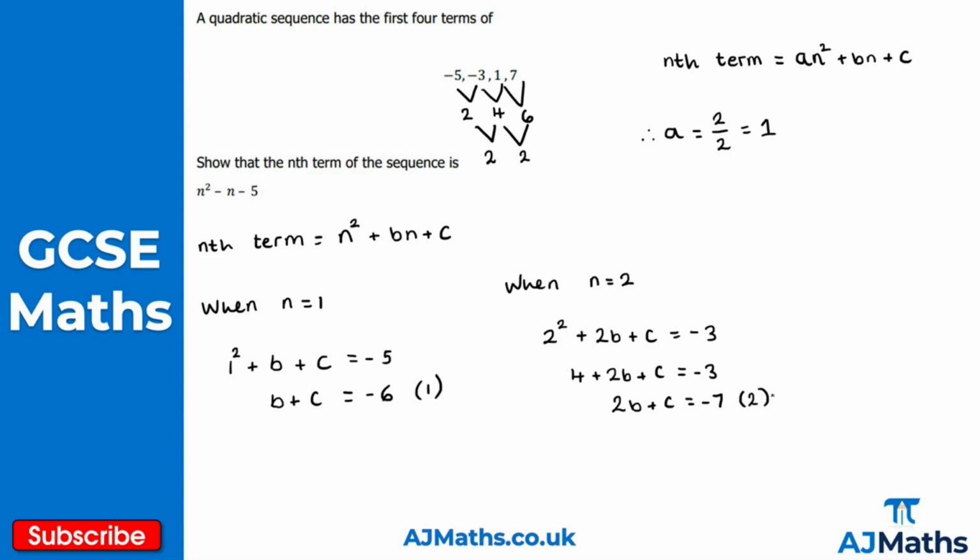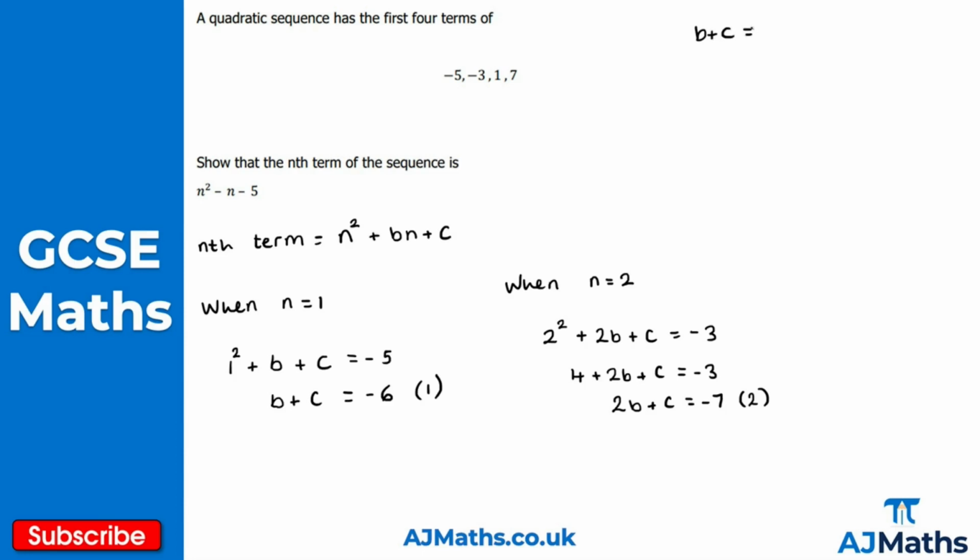So what I've got now is simultaneous equations. Let's clear the top side of the screen, and clear our nth term as well, so we don't cause confusion. Let's put our simultaneous equations together here. I've got b plus c is equal to -6, and then 2b plus c is equal to -7. So from here we just need to solve these simultaneous equations. What I notice straight away is the coefficient of c is the same. That's both just 1c. So in that case we can use subtraction now.